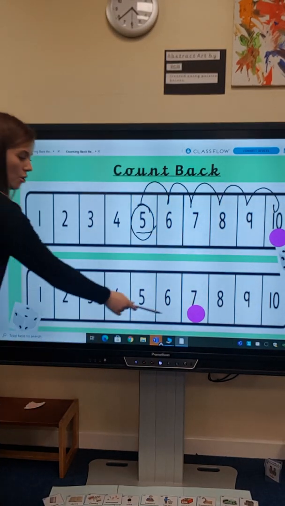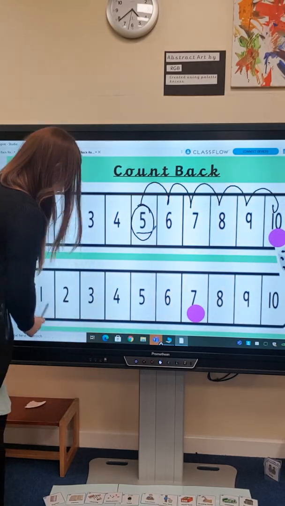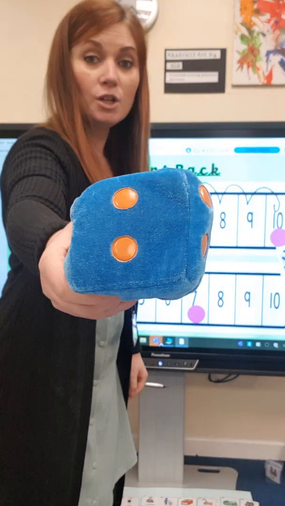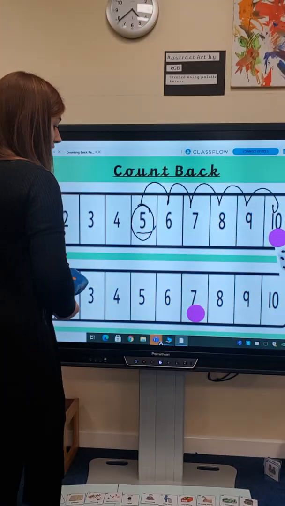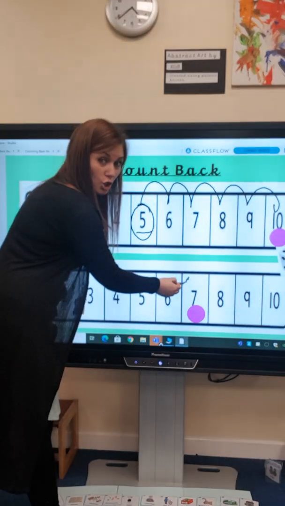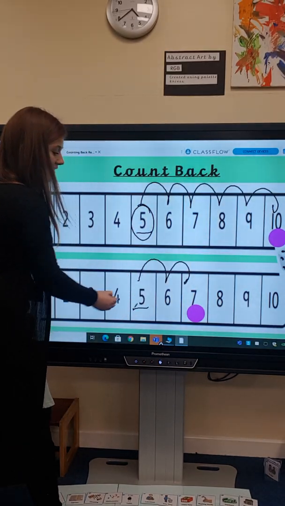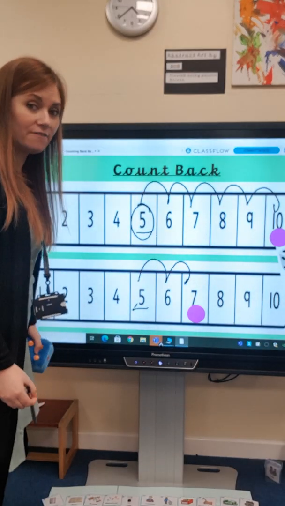This number line here, what number is my counter on? Number 7. I've rolled my dice, it's landed on number 2. So I'm going to count back 2. 7, so I'm going to count 1, 2, and I've landed on number 5.